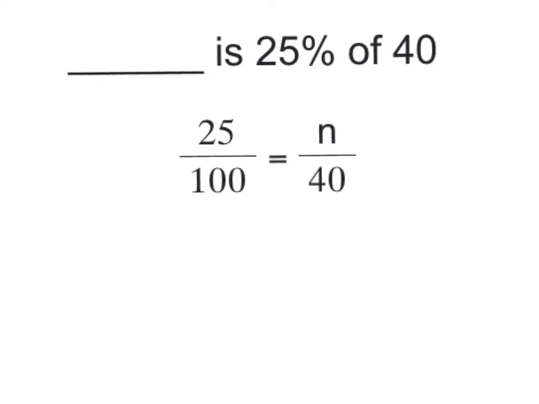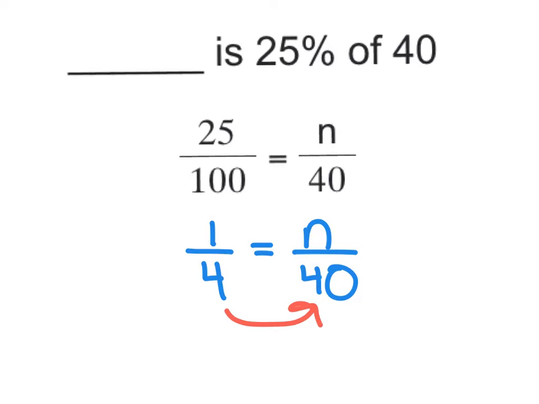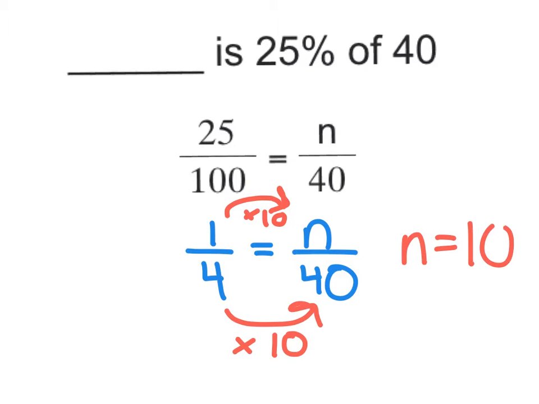Now we want to figure out what number is 25% of 40. For this strategy, we're going to simplify our 25 hundredths to 1/4 and then make an equivalent fraction with a denominator of 40 to find our missing value. 4 times 10 makes 40, so we do the same thing with the numerator to keep them equivalent. 1 times 10 is 10. So 10 is 25% of 40.